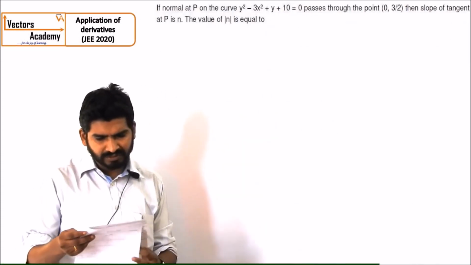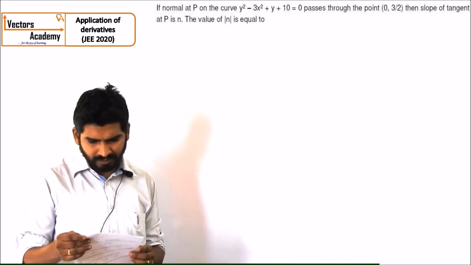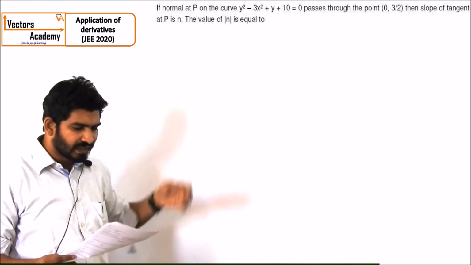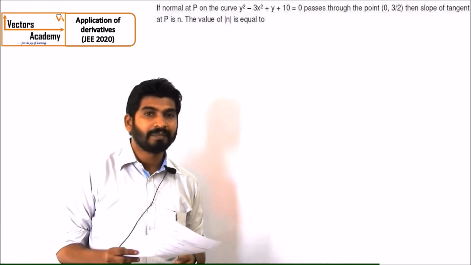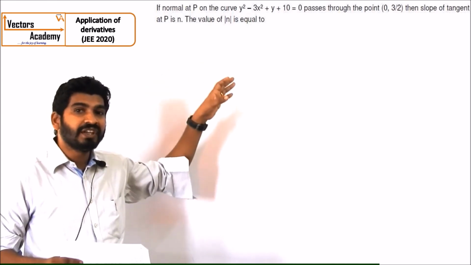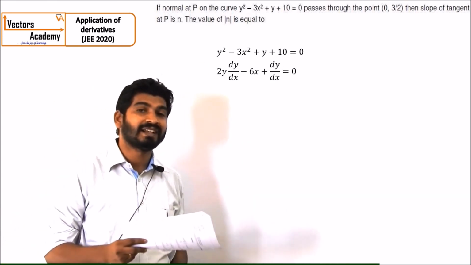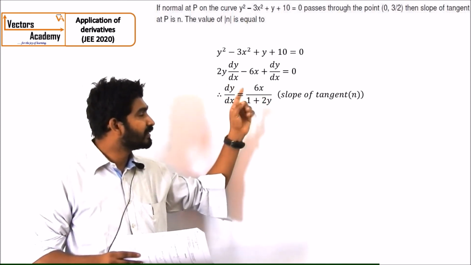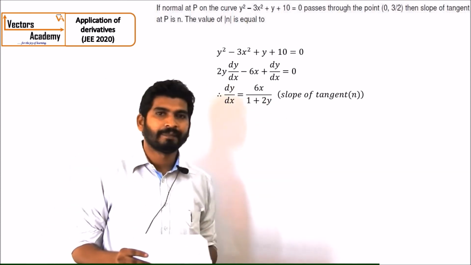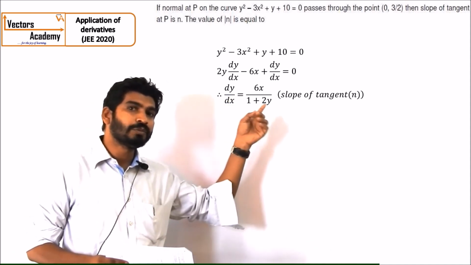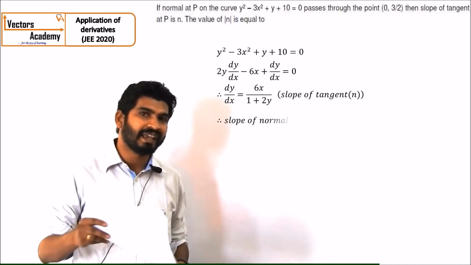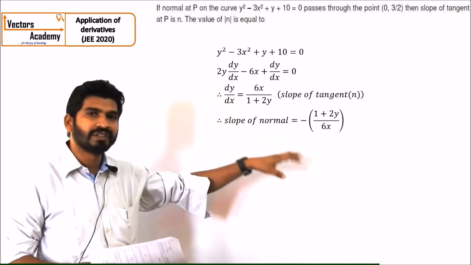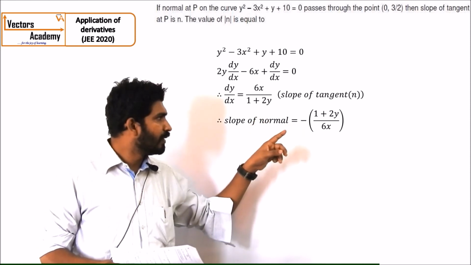Another question which was asked was finding out the slope of a tangent from the curve. Now, the curve is given, that is y square minus 3x square plus y plus 10 equal to 0. If I differentiate it, what I will get is dy by dx, that is the slope of a tangent. So, the slope of a tangent comes out to be 6x upon 1 plus 2y. Now, if this is the slope of a tangent, the slope of a normal will be the negative reciprocal of it. So, the slope of the normal comes out to be minus of 1 plus 2y upon 6x.